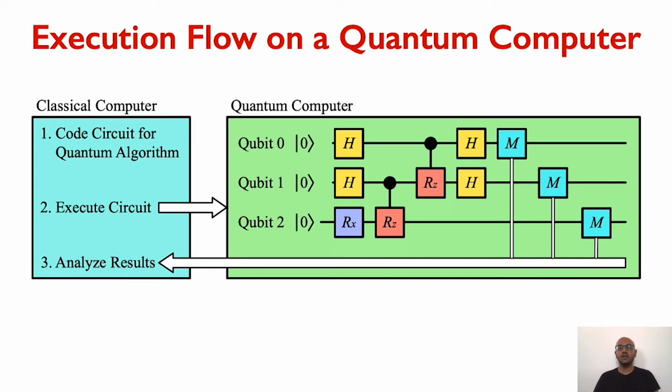can be reduced. So in the figure shown here, we see that quantum computing is actually a hybrid approach between a classical computer and a quantum computer. First, the quantum algorithm is coded up on a classical computer, and it's sent to the quantum device for execution.